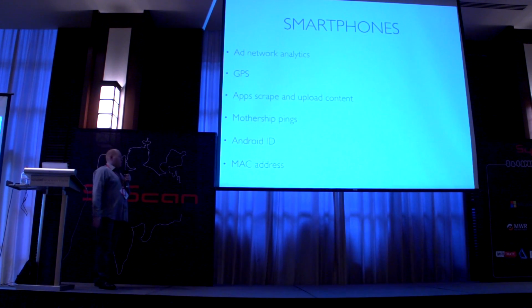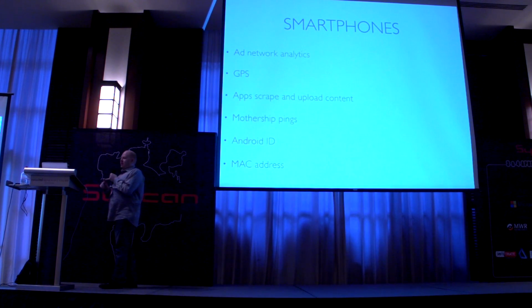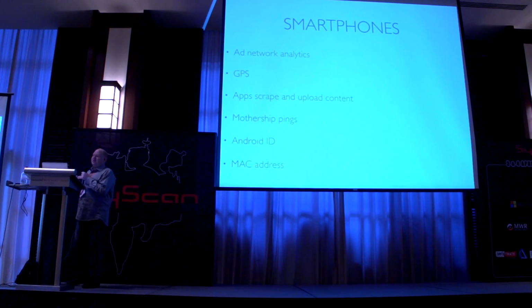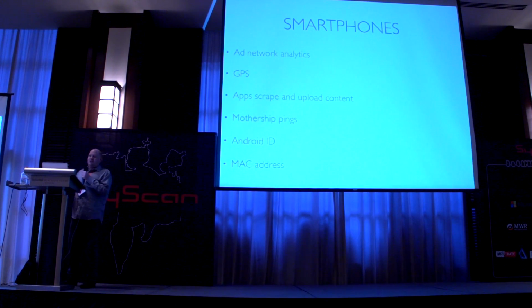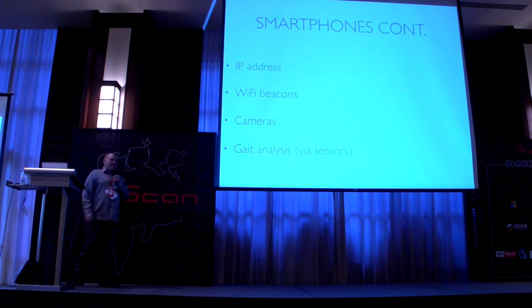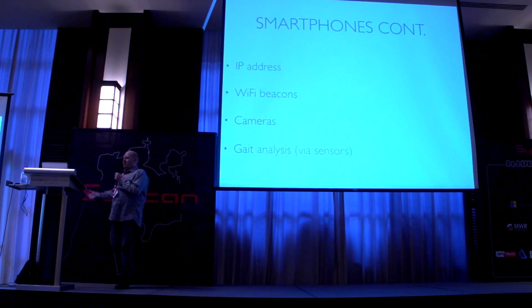Smartphones, on the other hand, are way worse, right? Smartphones have ad network analytics. They've got GPS devices. They've got all these apps that scrape and upload your entire mobile phone content. They've got mothership pings where they will periodically just ping back home to announce that they're still alive. If you're using an Android phone, it will have a unique Android ID. They have a MAC address. They will have an IP address. They will have a list of all of the Wi-Fi beacons that they've ever seen or that they've associated with or that are around them.